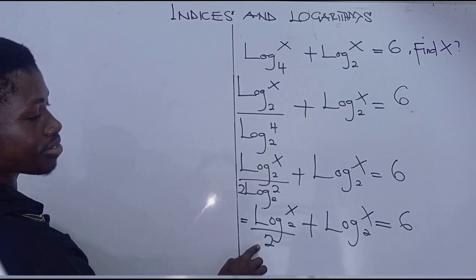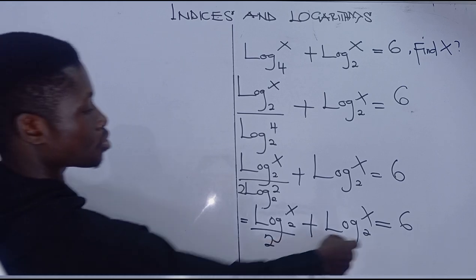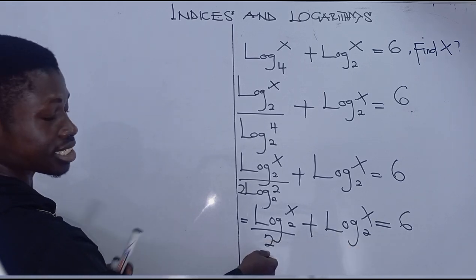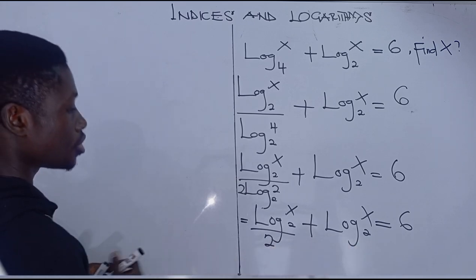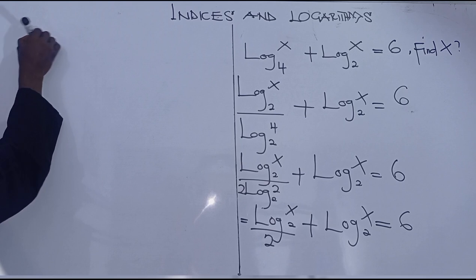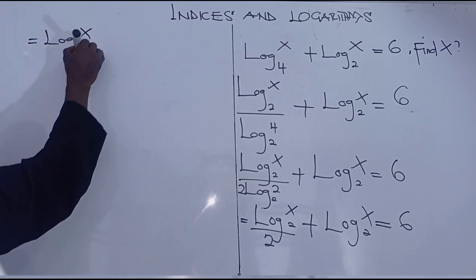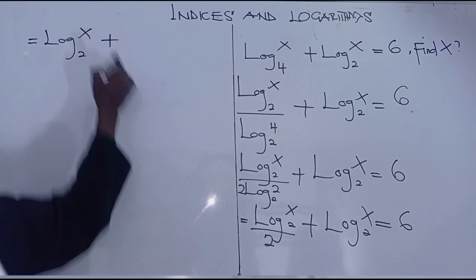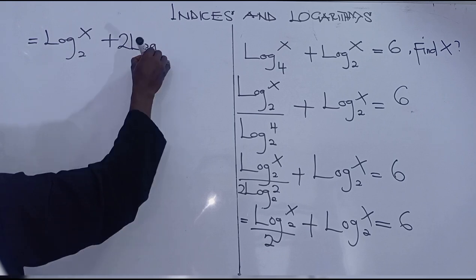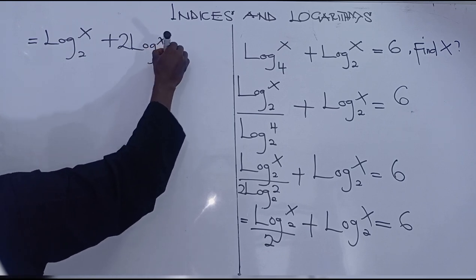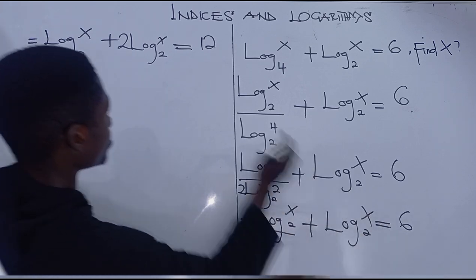Now looking at this, we have a fraction. Let's eliminate the fraction, and we can do that by multiplying through by the denominator, 2. So we are going to have log of x to the base of 2 plus, this times this will give us 2 log of x to the base of 2, equal to 2 times 6, which gives us 12.